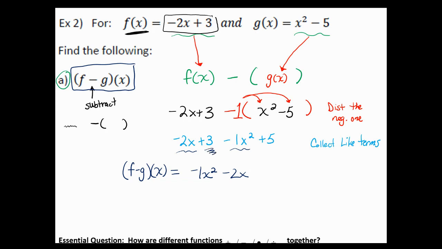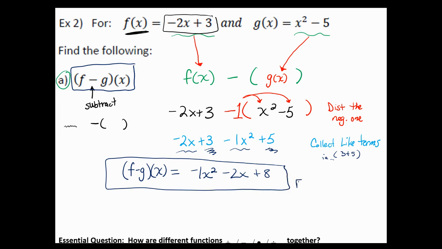And then this is collect like terms. What's 3 plus 5? Right, that's the collect like terms. So that would be 8. And here's our final answer. Now when we do the next one, it will be different. We did f minus g. On the next slide, it's g minus f, and we will not get the same answer. And we're just practicing more of these rules about adding parentheses, right? So remember to add parentheses on subtract.